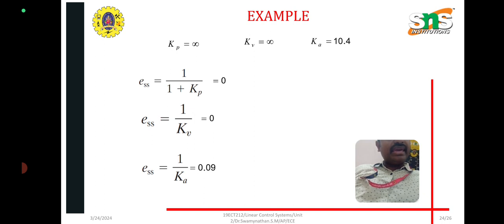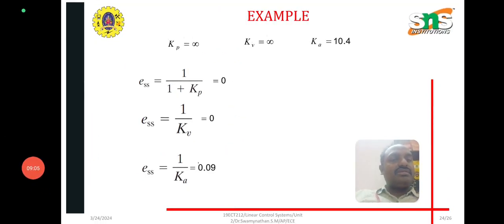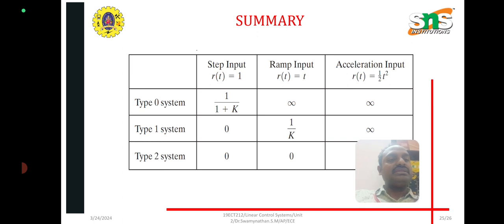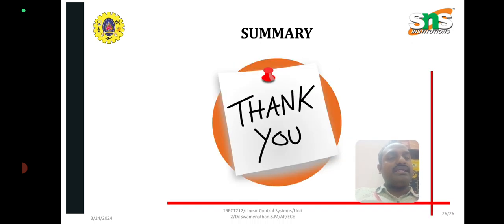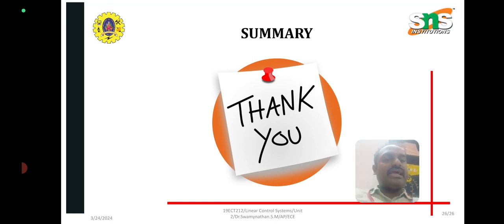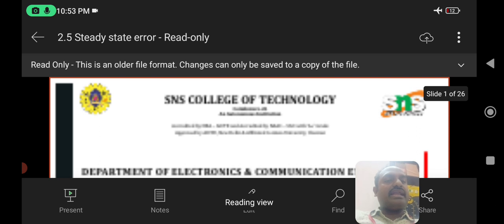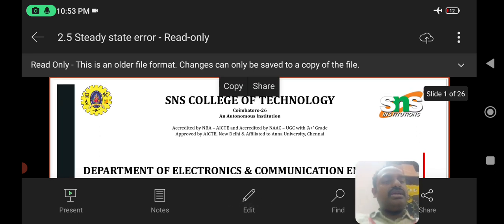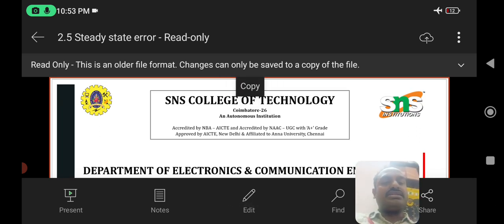ESS equals 1 by Ka, that is 1 divided by 10.4, which is 0.09. So this is 0.09. And in summary, you can consider the type 0 system, type 1 system, the ramp input, and the parabolic signal. So these are all the important concepts for error constants. Thank you.